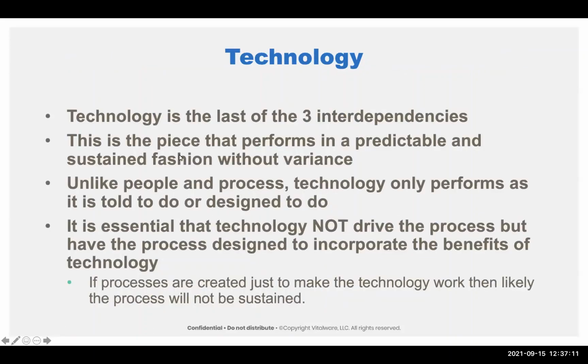It's the last of the 3, but this piece performs in a predictable and sustained fashion. So it's not open to variability by a person or a process. It is absolutely going to happen the same way every time, the way the technology was designed. Now, if you implemented it incorrectly, you're going to get a wrong result. But the technology itself is solid. It never changes. Unlike people and processes, it only does what it's told to do. So I'll hear, well, it didn't catch this. Okay, did we use AI or rules to catch it? Well, no. It only happens every now and again, and we know about it. Well, then you have to adapt the technology to take that into consideration. Again, technology does not drive the process. The process has to go first, and the people, and then you design the technology.